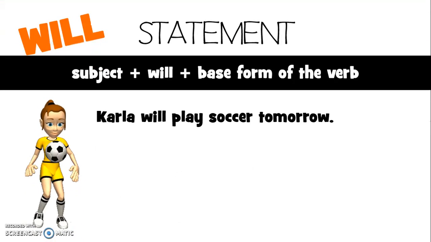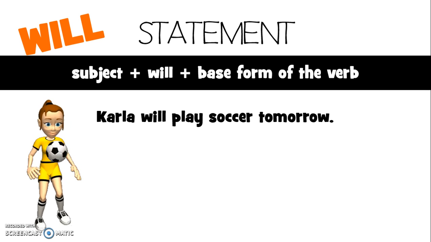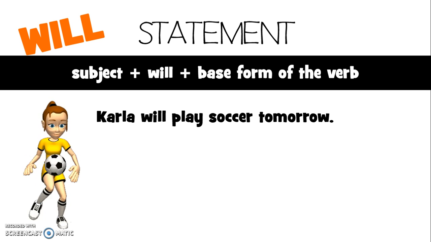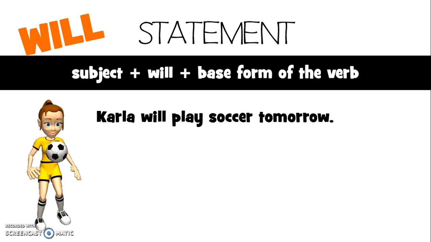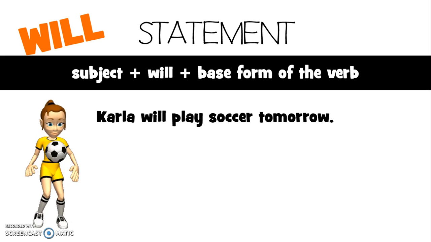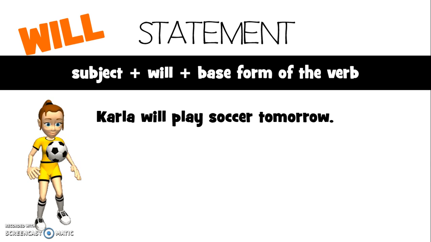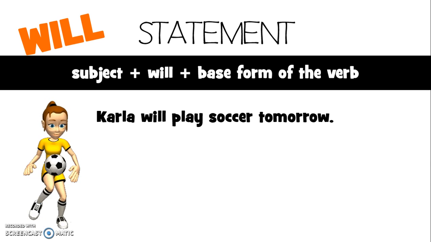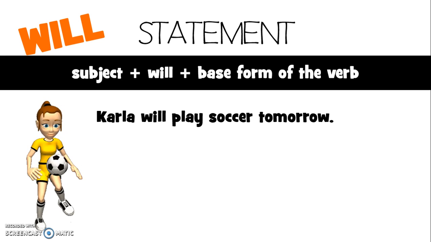To form a statement in the future, we use the subject plus will plus the base form of the verb. As we know, the base form of the verb is the infinitive minus the to. As an example, we have the next statement. Carla, which is the subject, will play soccer tomorrow. As we can see, we have the auxiliary will and the base form of the verb.